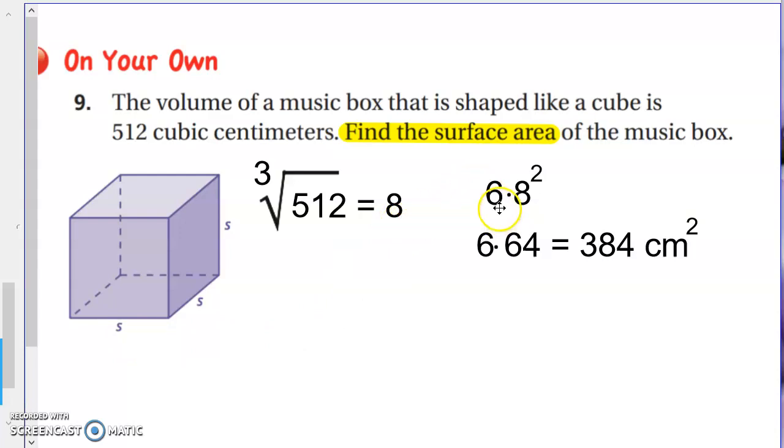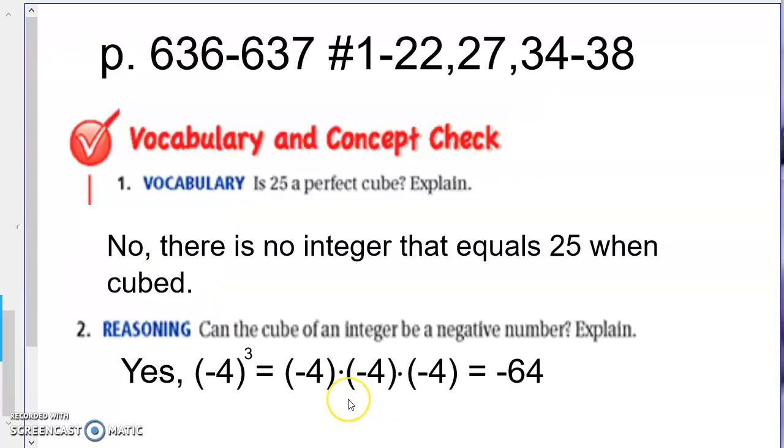Then to find the surface area, I know it's 6 times side squared, so it would be 6 times 8 squared. Well, 8 squared is 64, so 6 times 64 gives me 384 centimeters squared, which would be the surface area of this box. All right, your homework assignment for tonight is here.